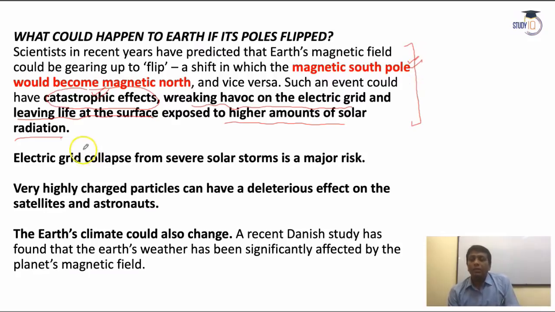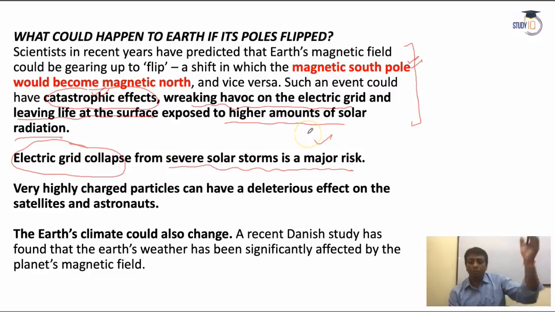The next one, guys: electric grid collapse from a severe solar storm is a major risk. A major solar storm can come towards Earth and that can collapse our electric grids.